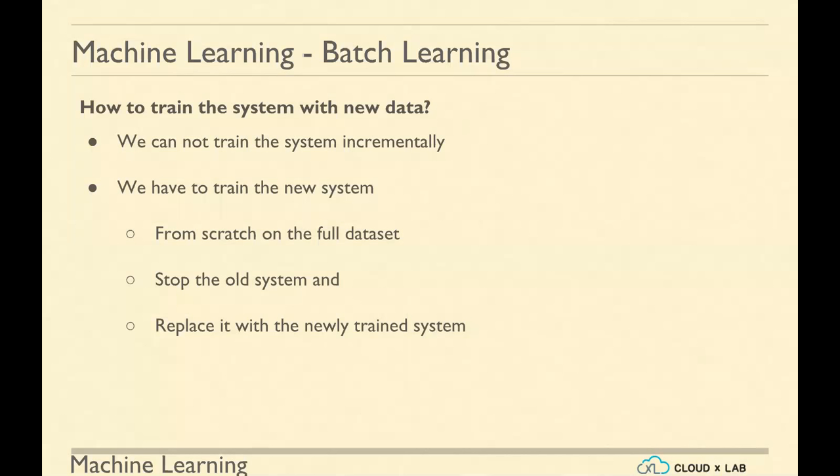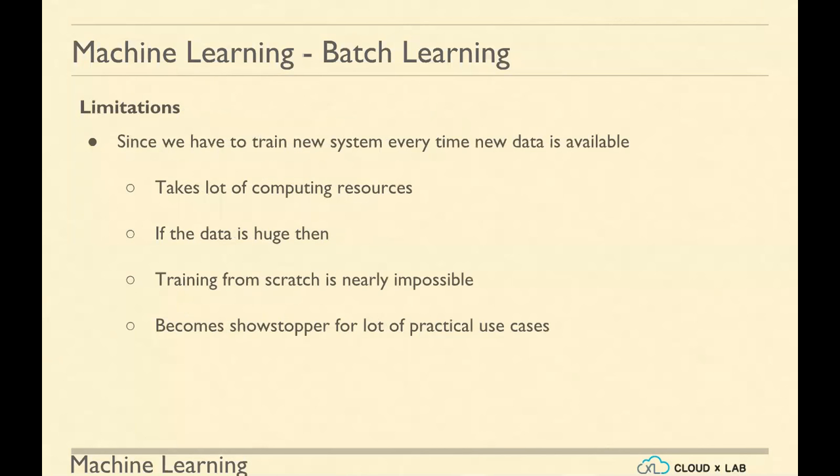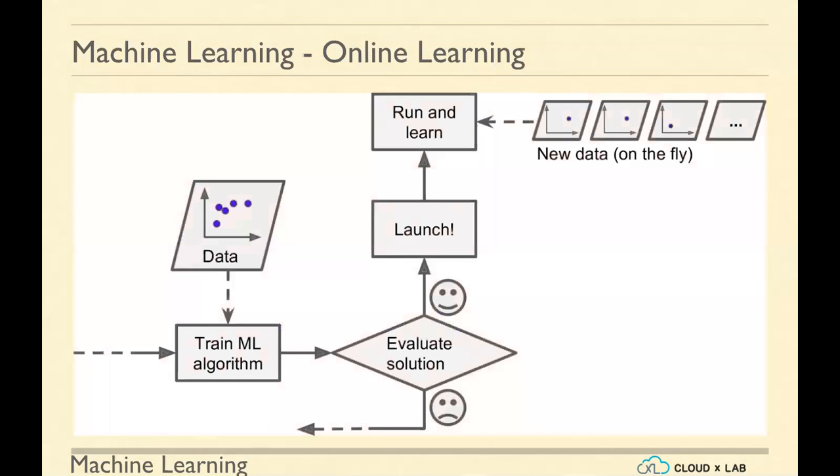So in case of batch learning, we cannot train the system as and when data arrives. We have to train the new system from scratch with the full data set. So we have to stop the previous system, replace it with the newly trained system, and so on. Since we have to train a new system every time, it's basically not very practical in case we need a little bit of real-time response.